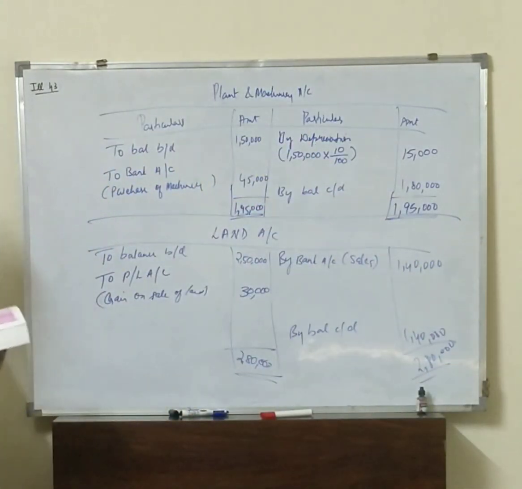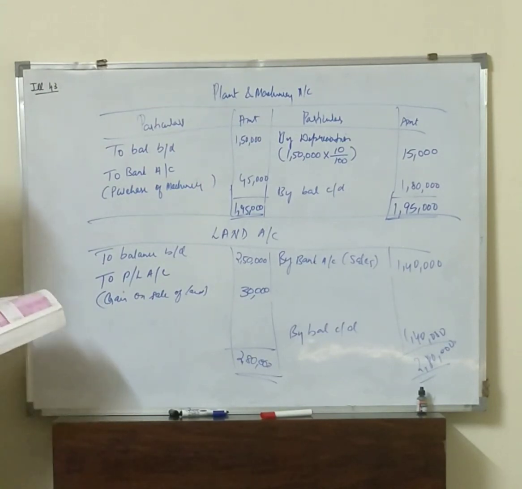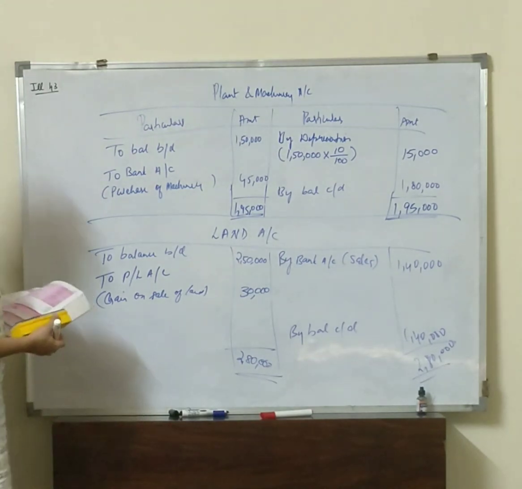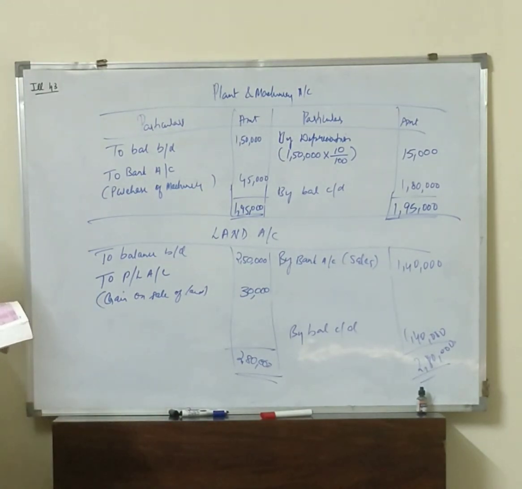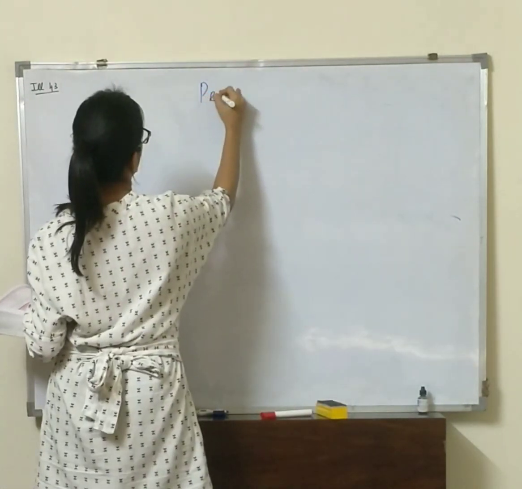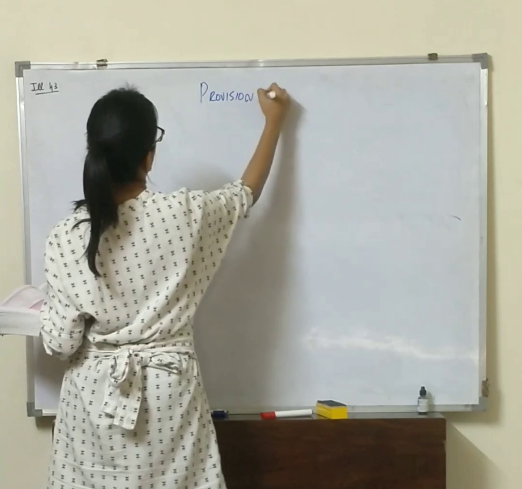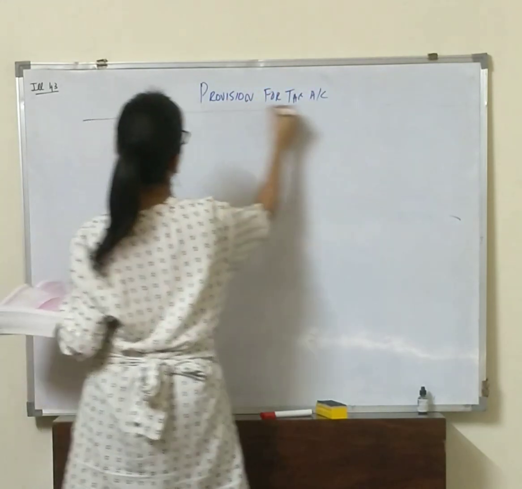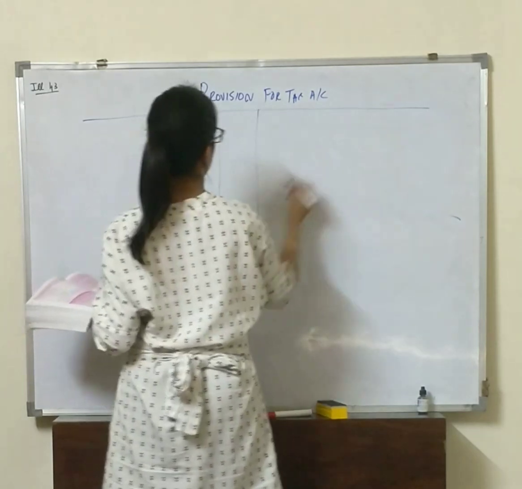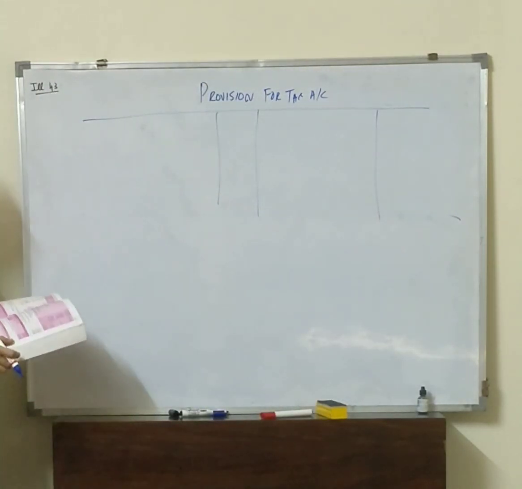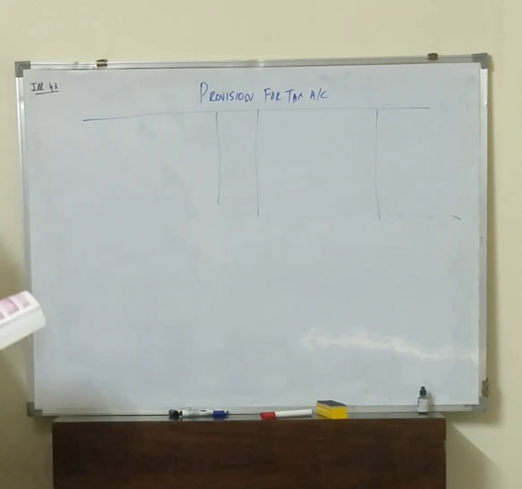This is clear. We need to prepare one more account, that is a provision for taxation account. Why are we preparing? Because in the adjustments they have given us provision for taxation for the current year is 32,000. So next let's prepare provision for tax account. Again we will be having 4 columns, that is particulars, amount, particulars and amount.